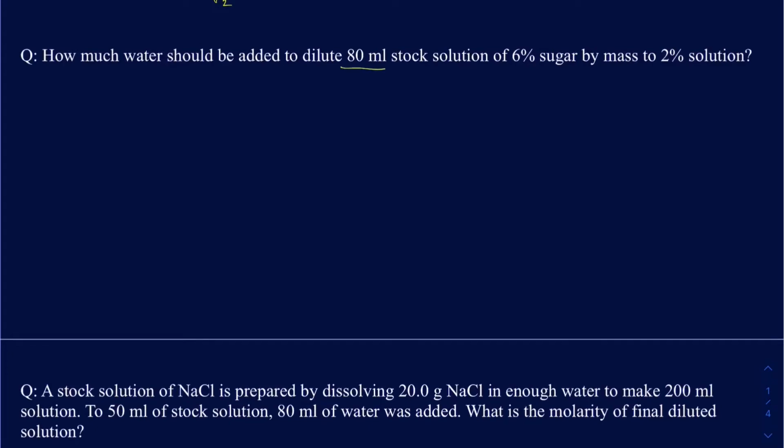So we are told, how much water should be added to dilute 100 milliliters of stock solution of 6% sugar by mass to a 2% solution. The concentration here is given by mass.